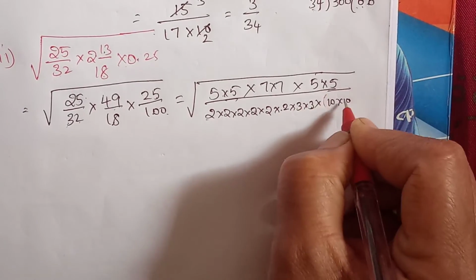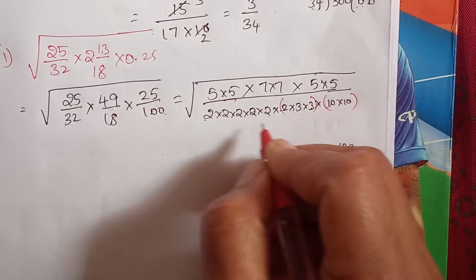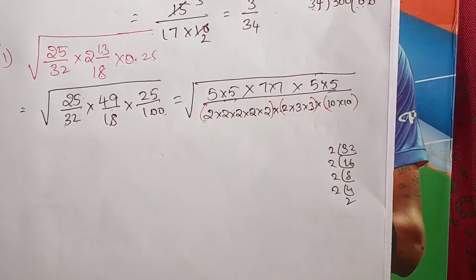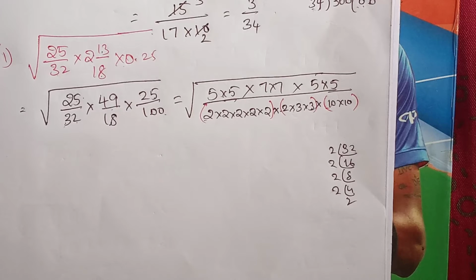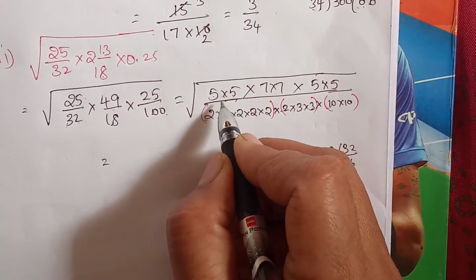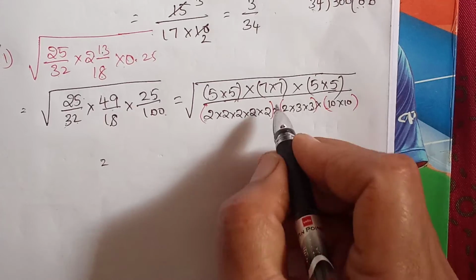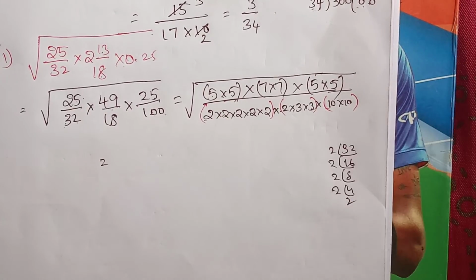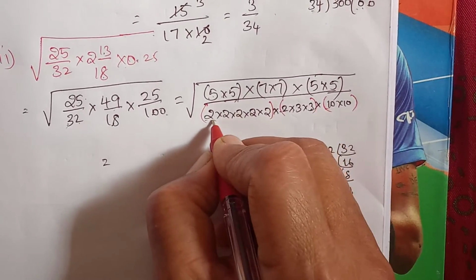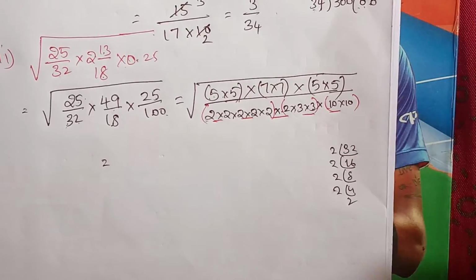See, I'm just making them in one bracket. 100 factors, 18 factors, these are 32 factors. Okay, so our main motto is to find the square root. Now square root, here again I'm putting them in bracket. Okay, and we'll make the pair of two numbers. Pair of two numbers, yes we got.